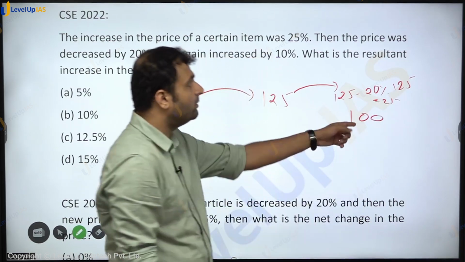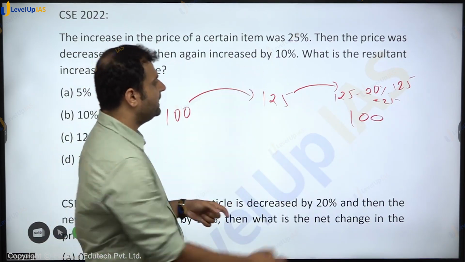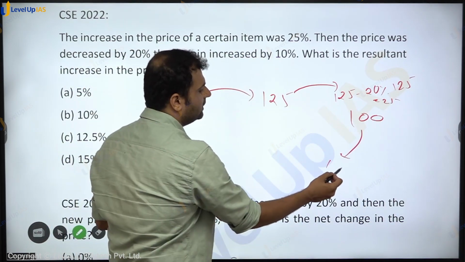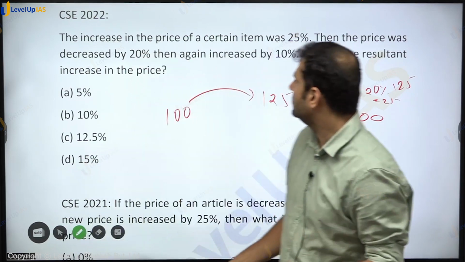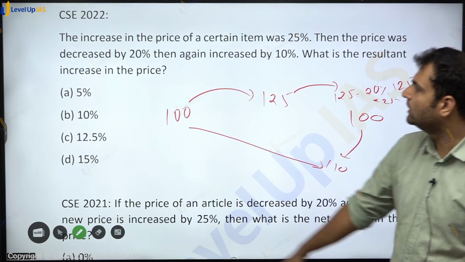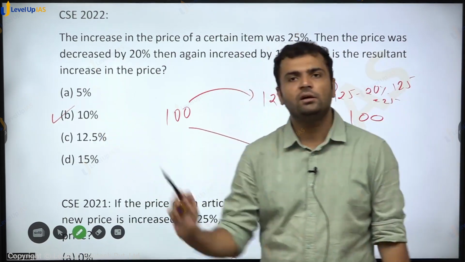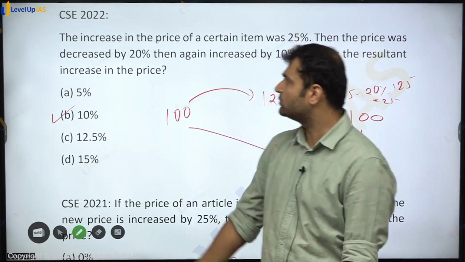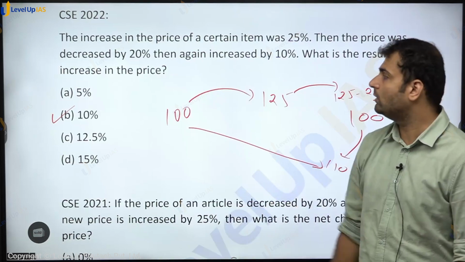So the price again became 100 and then again increased by 10%. So 10% of 100 is 10, so it becomes 110 again. Then what is the net resultant increase in the price? It went from 100 to 110, so the resultant increase is 10%. Simple, very simple. This was CSE 2022, not an old question.